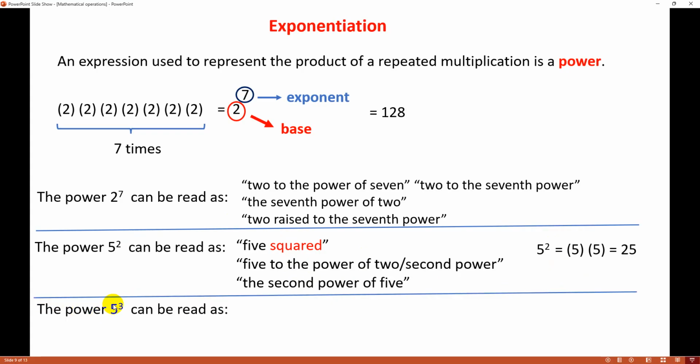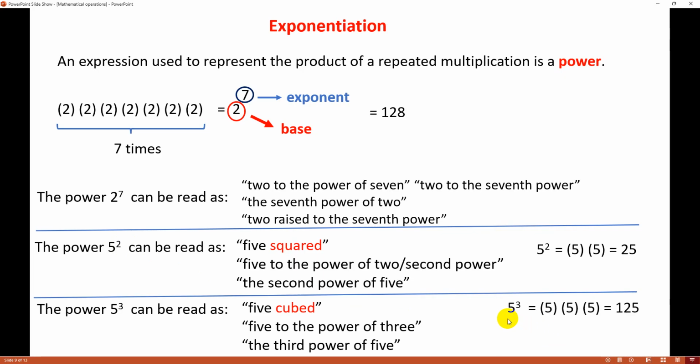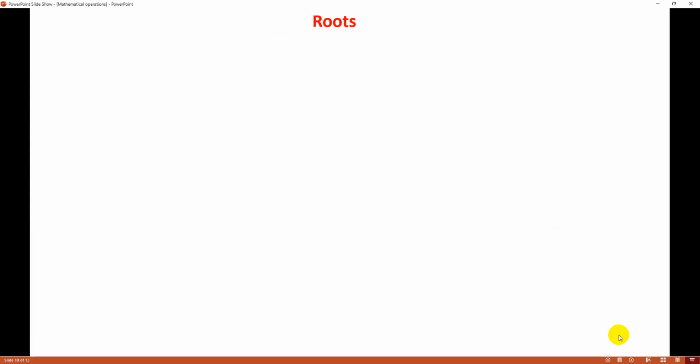Now the power 5 to the 3 can be read as 5 cubed. Whenever you have an exponent 3, you use this word cube, 5 cubed. You can also refer to that as 5 to the power of 3 or the third power of 5. But again, we usually use the expression cube when the exponent is 3 and square when the exponent is 2. And in this case, 5 to the power of 3 would be 5 times 5 times 5, which is 125. Now let's go into roots.